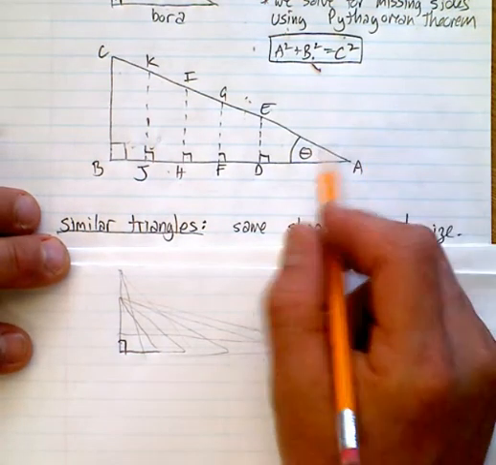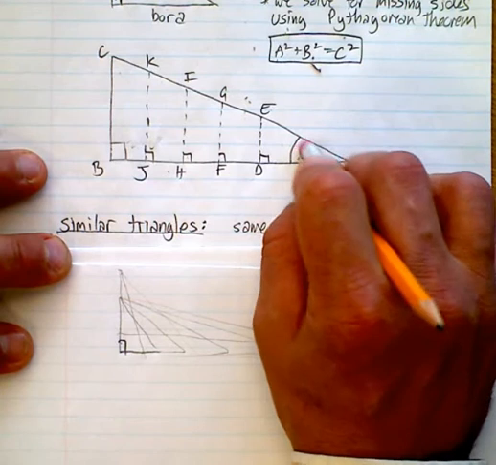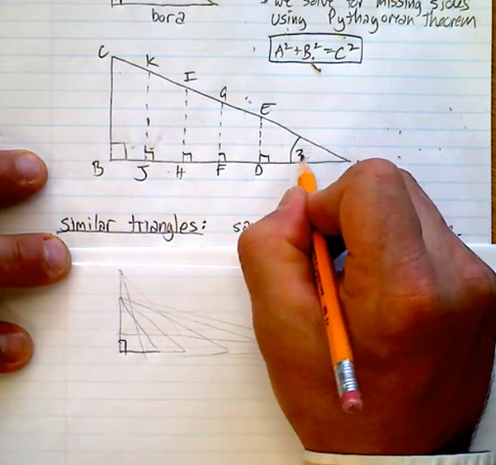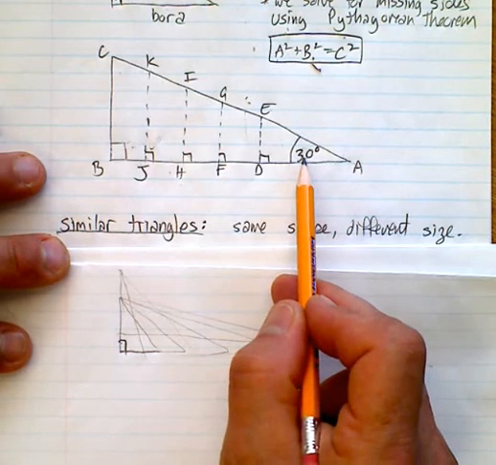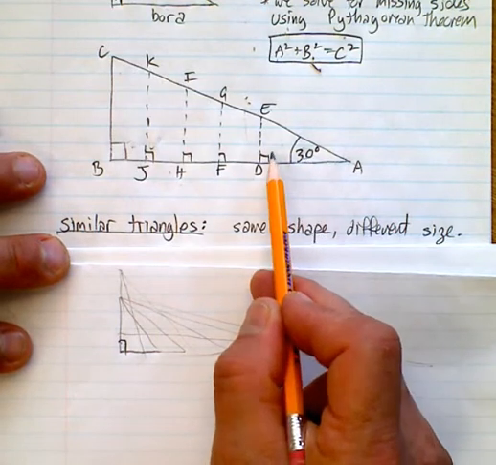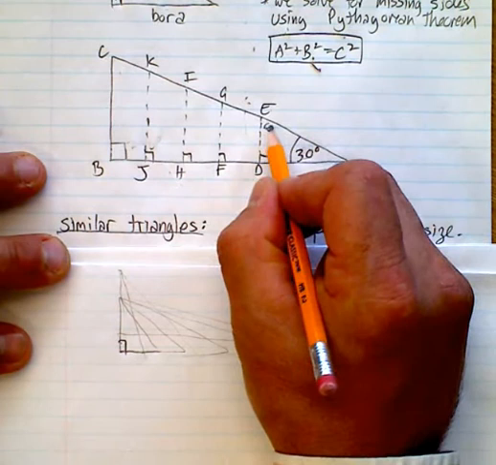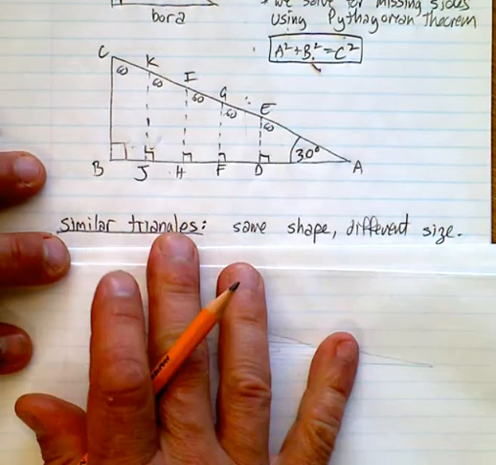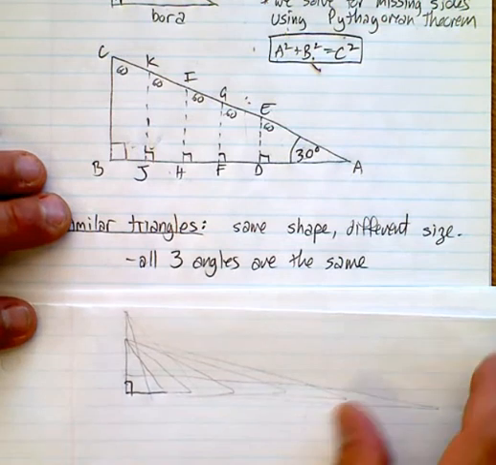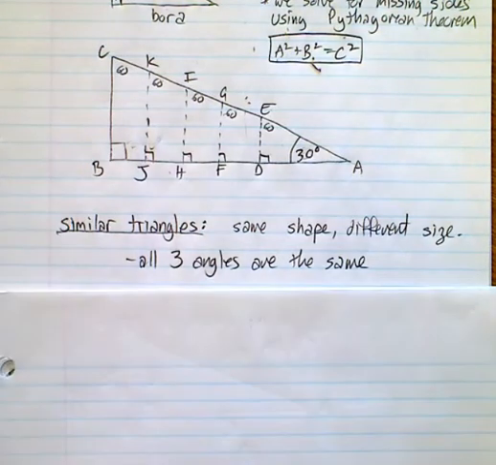If this angle here was 30 degrees, let's call it 30 degrees, then every one of these triangles has 30 degrees here. And if this is 30 degrees and that's 90, well then these all have to be 60 degrees as well. So they all have the same shape but a different size, and what that means is that all three angles are the same.